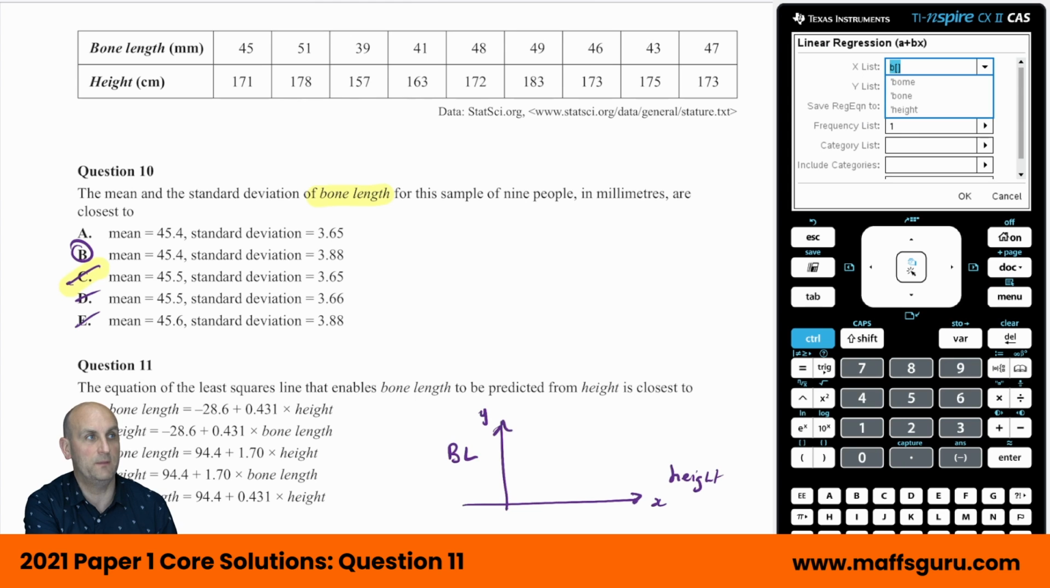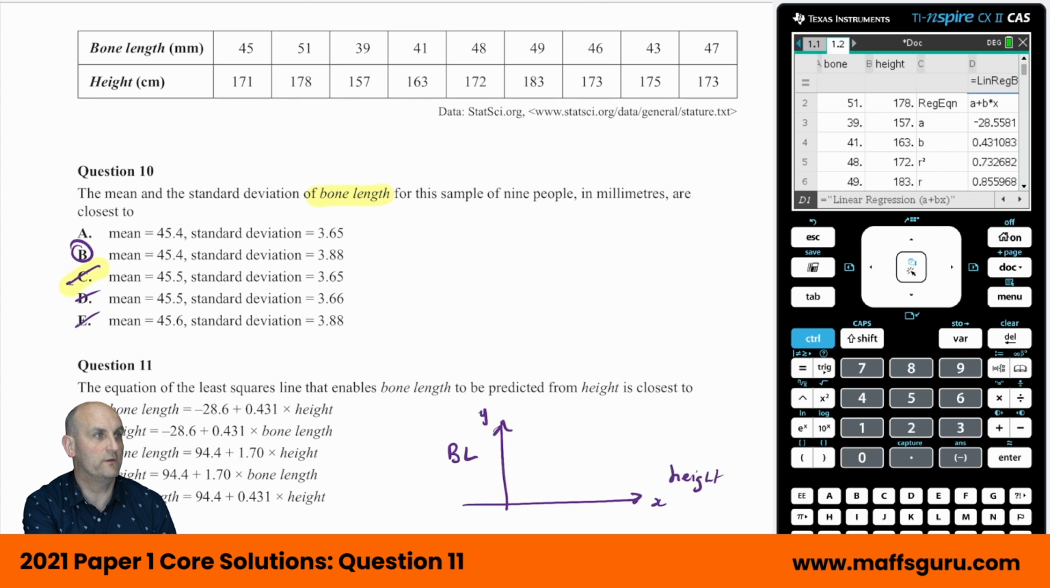My X list, now remember, we've said the X list is my height because I'm going to have bone length predicted from height. Yeah, there we go. So all the rest of that is fine. And we've got this information here. So if we remember, our bone length is going to be equal to, so we're looking for the A value, which is minus 28.6. I'm just going to write this here. So minus 28.6. Again, A and B are the only values that can be correct for me.